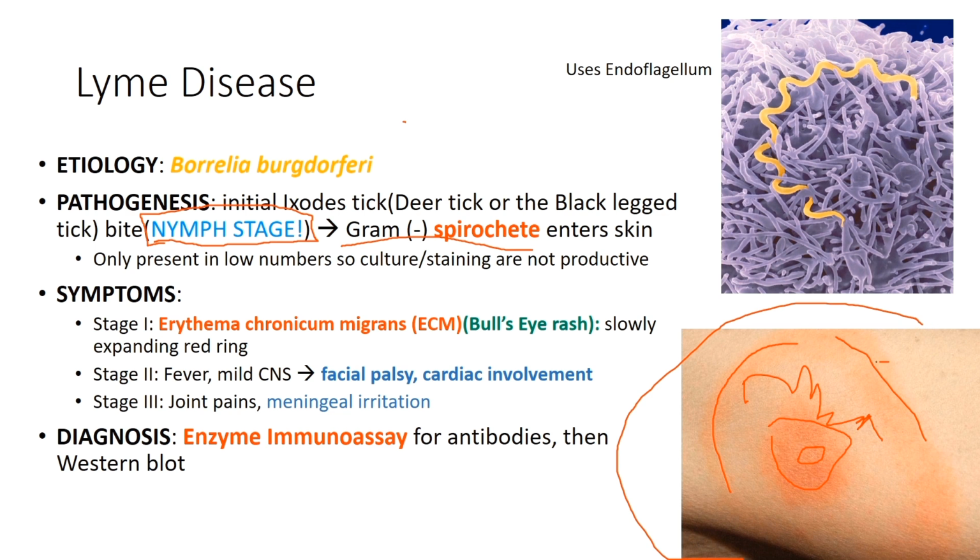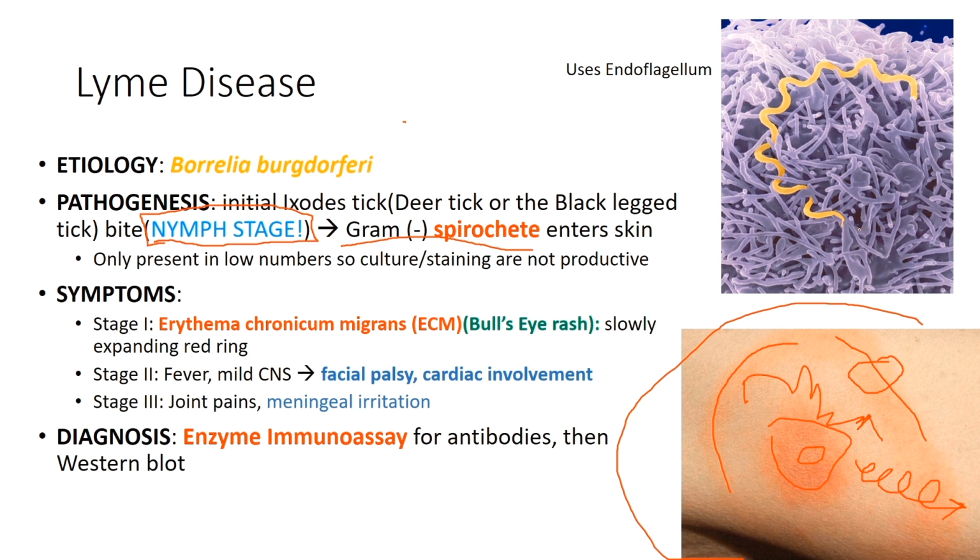If you were to take a biopsy of this skin to test for the organism, you actually would find it. These organisms spiral outwards in this direction, and that's how they make this ring, which makes sense given the name. In the second stage, the rash goes away, and you're going to have fever and CNS symptoms.